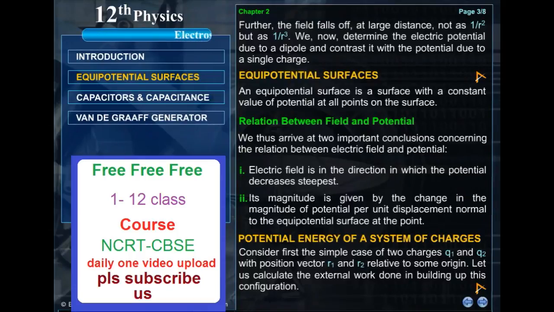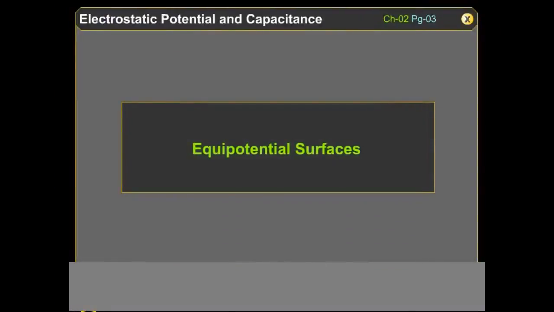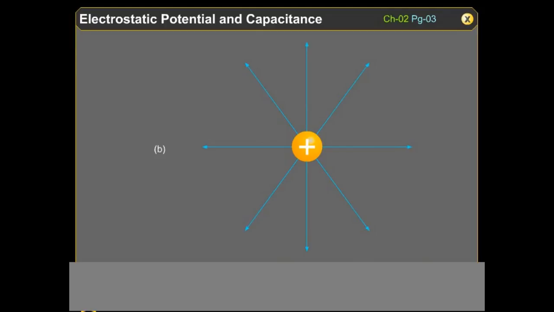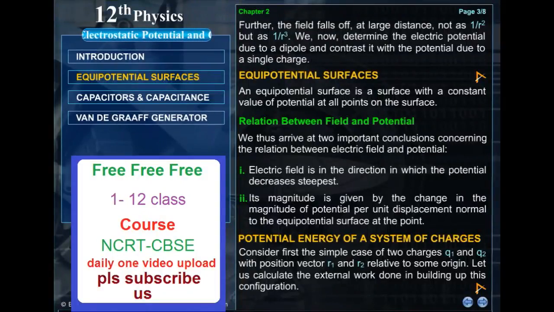Equipotential surfaces. Here, q is the single charge. The animation A represents the single charge q. The equipotential surfaces are spherical surfaces centered at the charge. In animation B, the electric field lines are radial, starting from the charge if q is greater than 0. An equipotential surface is a surface with a constant value of potential at all points on the surface.